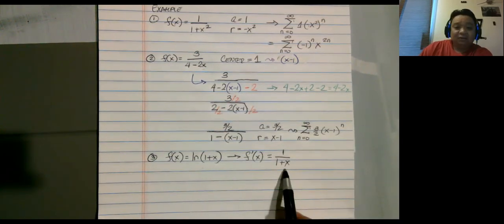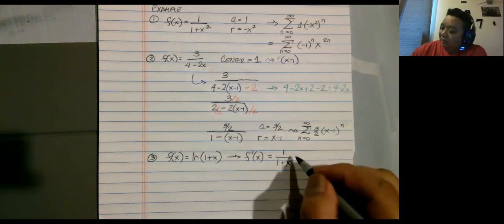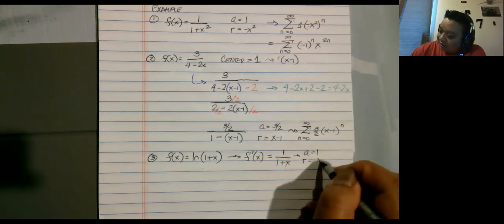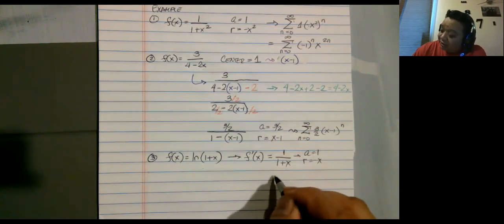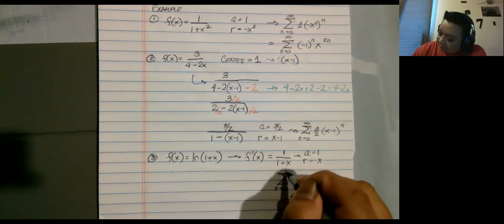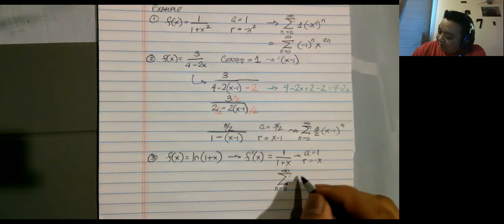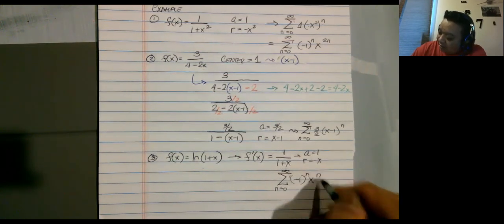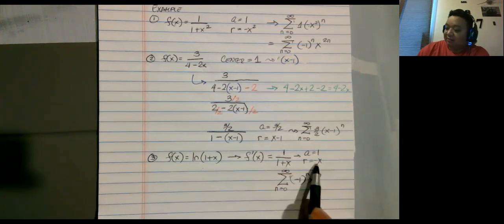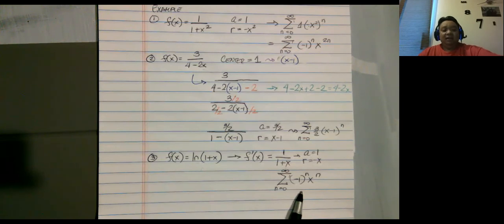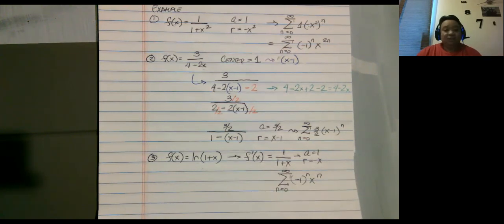And this we know how to do, right? So this one we know the power series for. The a is 1, the r is negative x, so the power series for the derivative is basically -1 to the n, x to the n power. So the negative is there because there's a negative x. But this is our power series for this one.